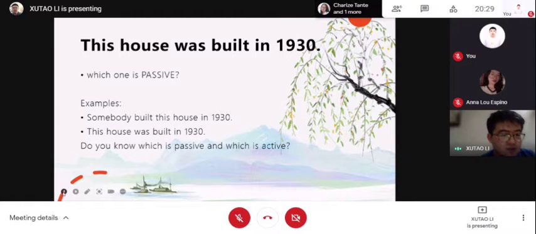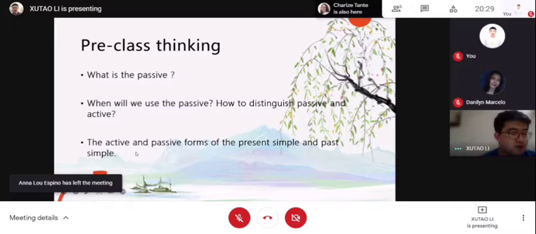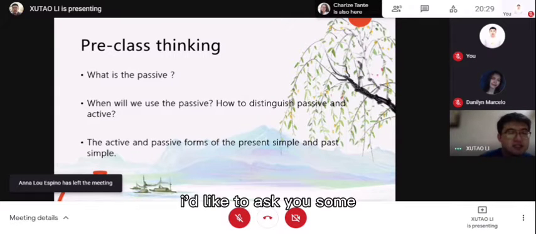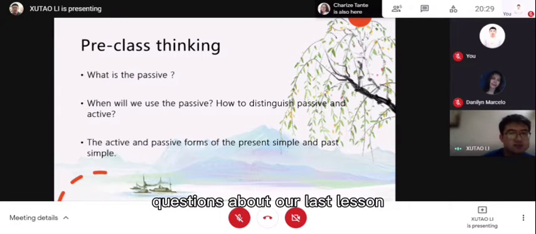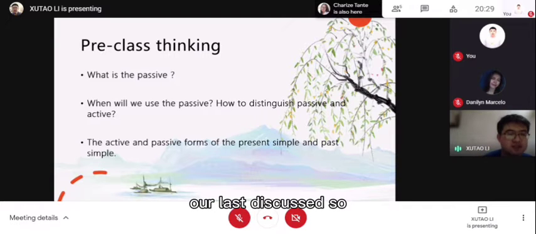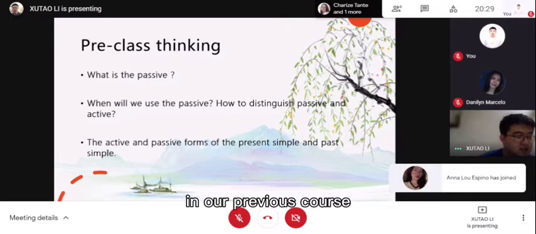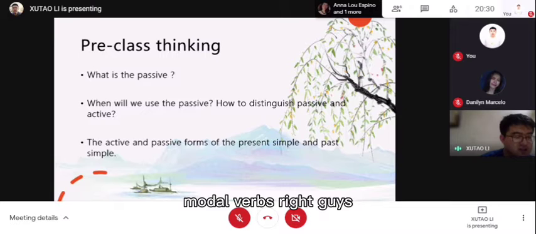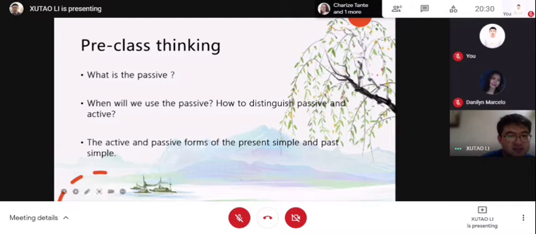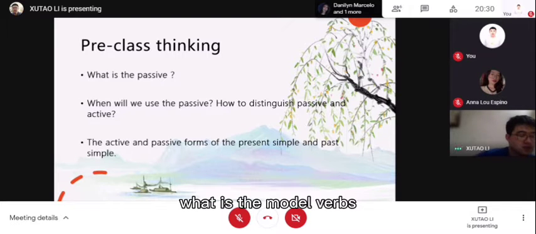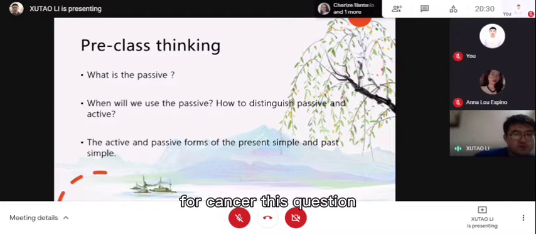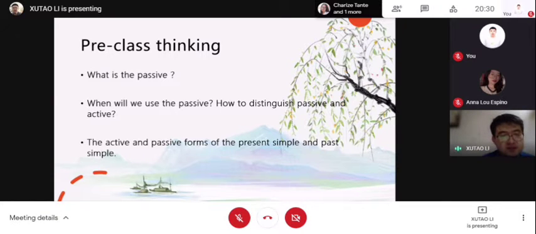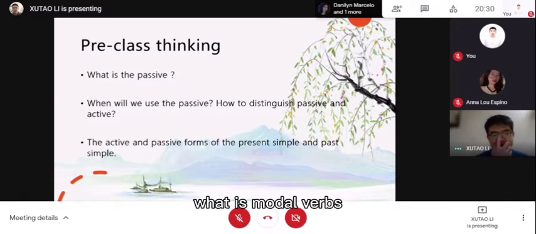Let's have a review. Before we go into our new topic, I'd like to ask you some questions about our last lesson. In our previous course, we discussed modal verbs, right, guys? Yes, sir. So, what is modal verbs? Who can answer this question? What is modal verbs?